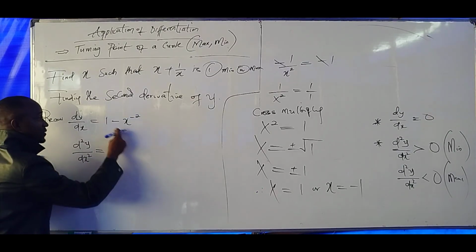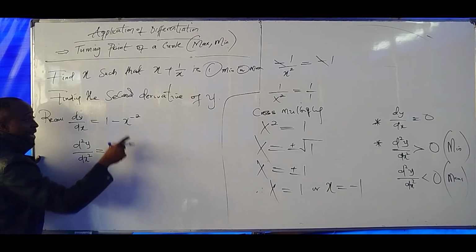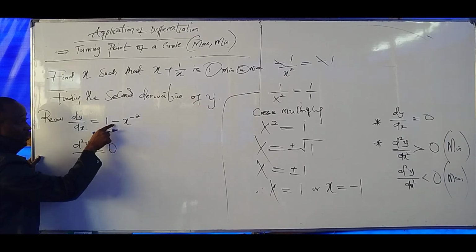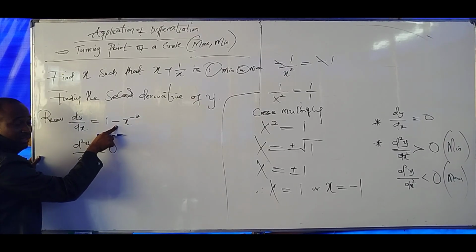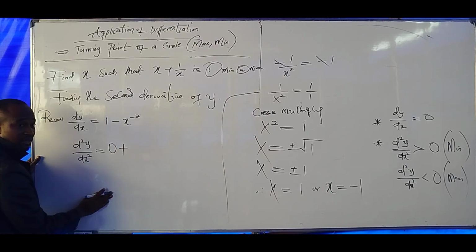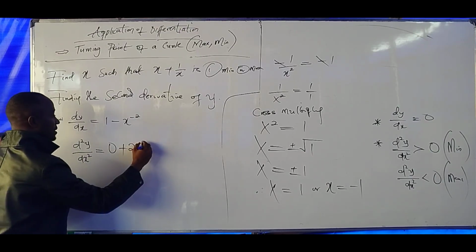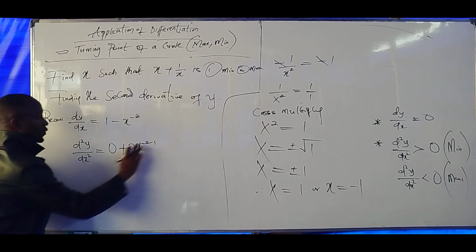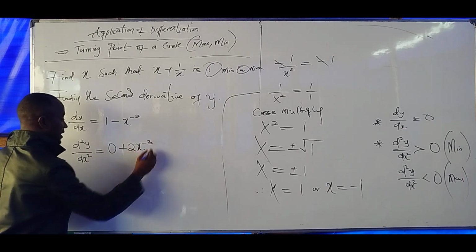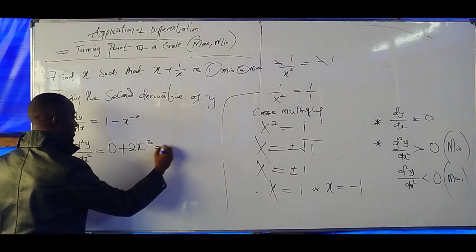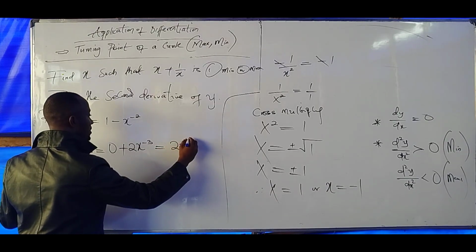Let's differentiate this using the power rule, right? Multiply minus 2 with the coefficient of x, which is minus 1. That will give us plus 2 times x always to minus 2 minus 1, which is the same as minus 3, is it not? So this is the same as 2x raised to minus 3.